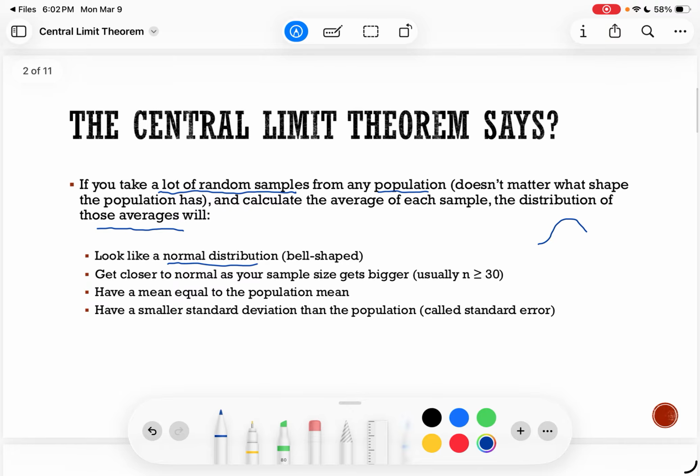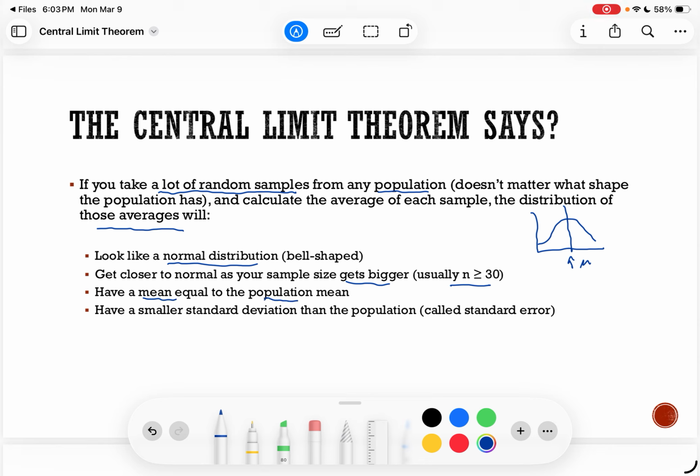Again, the more samples, the more it's going to look like a bell-shaped curve and normal distribution. We get closer to normal as your sample size gets bigger. When the sample size gets over 30, you're going to get more of that bell-shaped curve. You'll have a mean equal to the population mean. So again, we talk about that mean. When you get more samples, you'll get a mean that's equal to that.